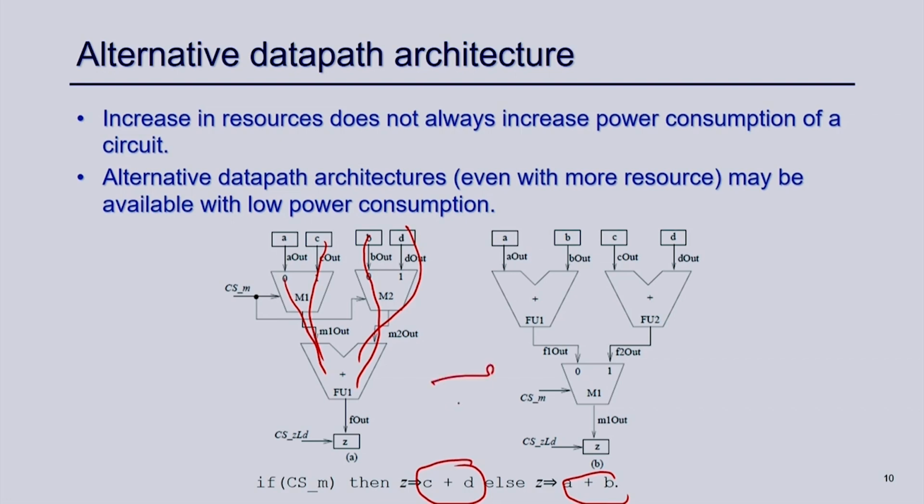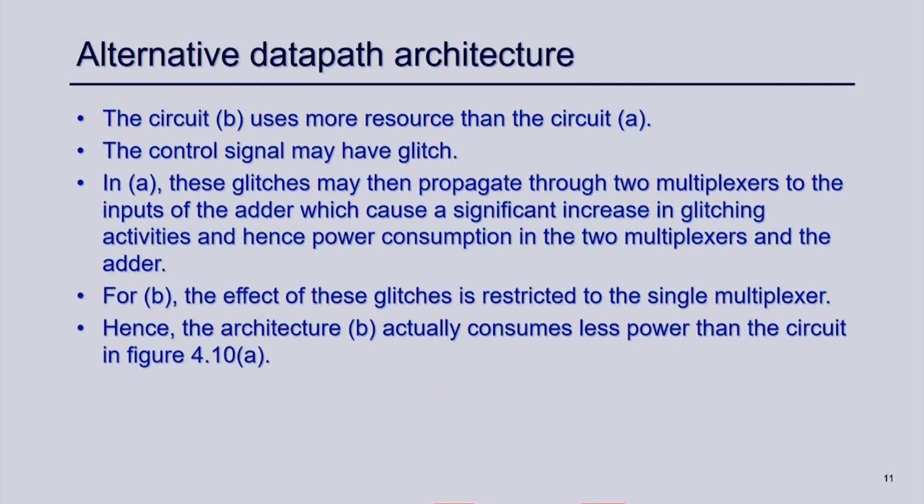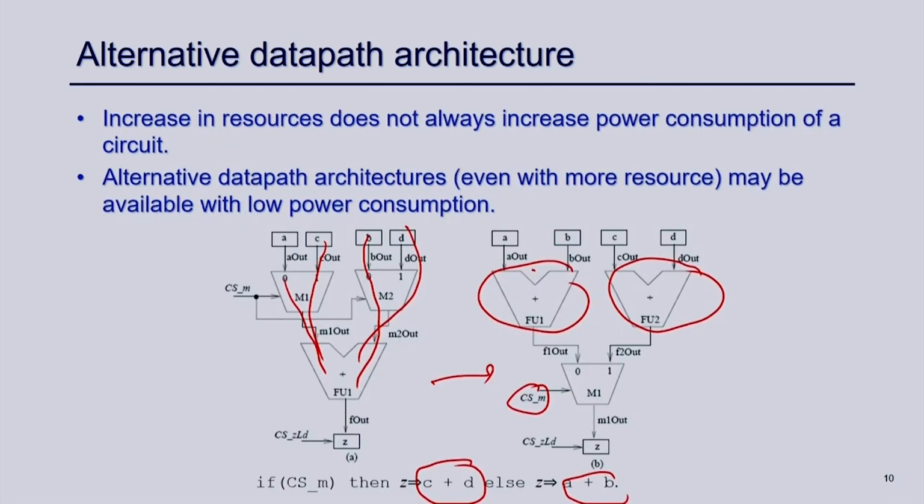In the alternative architecture, what I have done is to do the operations blindly: A plus B here, C plus D here, and based on this control signal I select whether A plus B or C plus D. So, effectively these 2 circuits are the same, executing the same operations, but their number of resources is different. But now assume this particular control signal is glitchy.